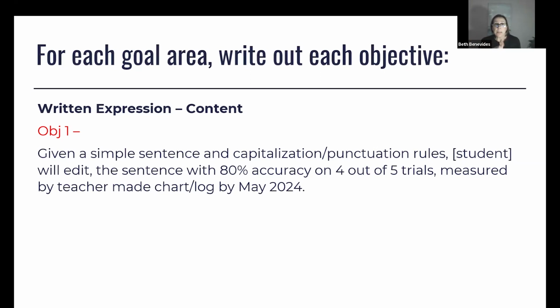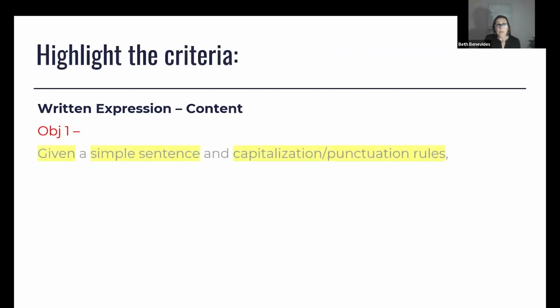In this objective, it states, given a simple sentence and capitalization or punctuation rules, the student will edit the sentence with 80% accuracy on 4 out of 5 trials measured by teacher-made chart log by May 2024. Okay, so that's a lot of information right there. So what are we going to highlight? We're going to highlight the following.